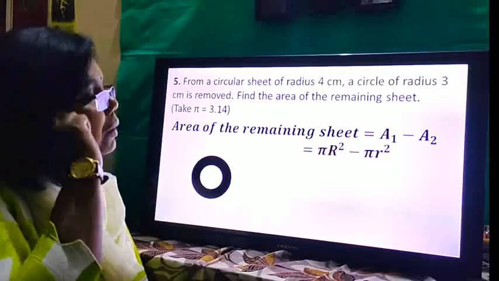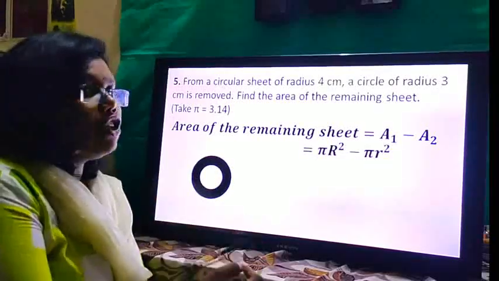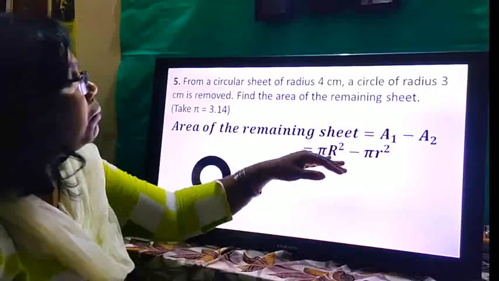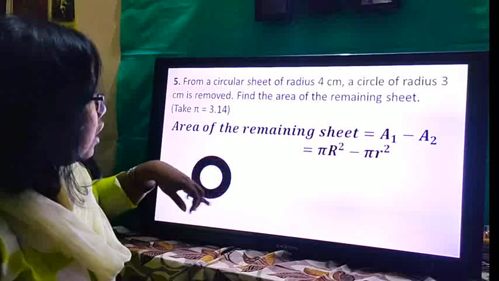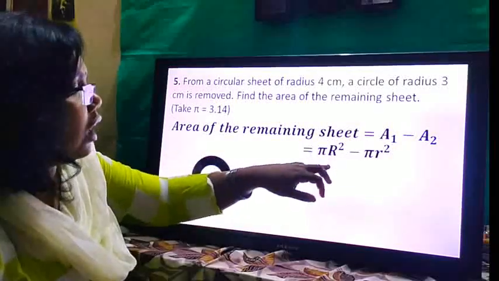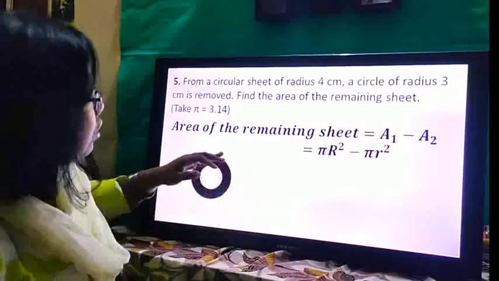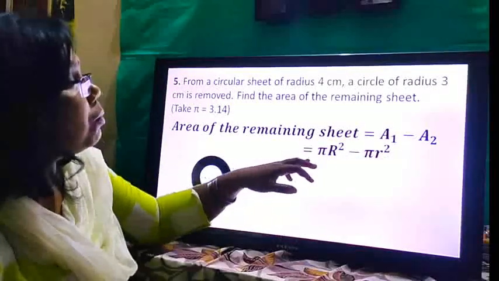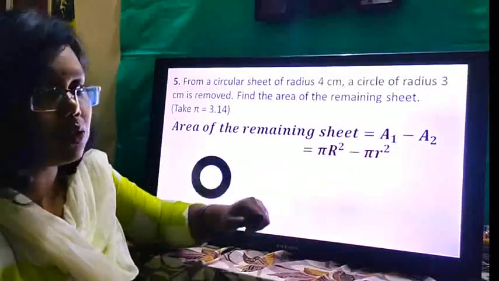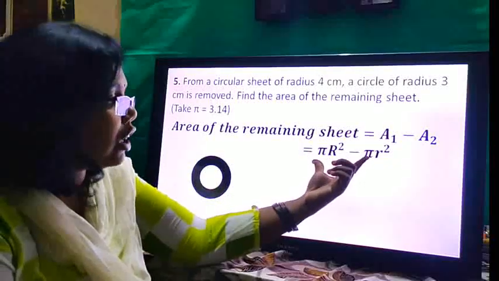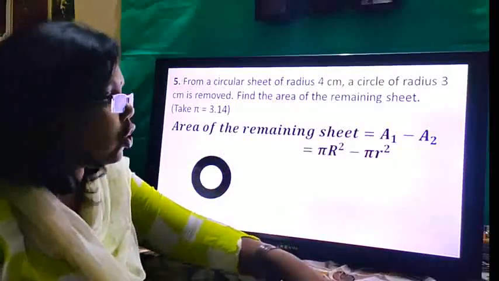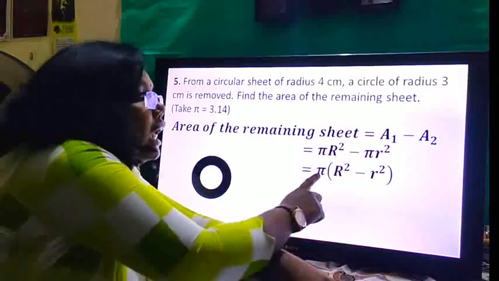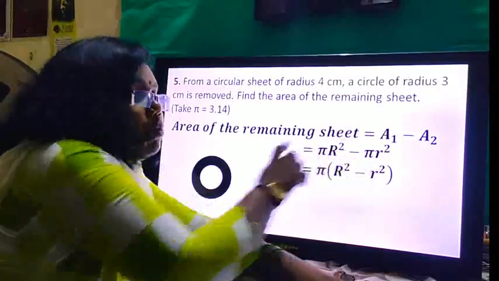So the formula should be a little modified. In place of small r in both the places, which will create confusion, we take the bigger outer radius as capital R, and the inner one, as it is smaller, we take smaller r. So pi R square minus pi r square. Now here in both the places we have pi, so we take this pi as common and the rest of it will remain in the bracket. So pi into capital R square minus smaller r square.